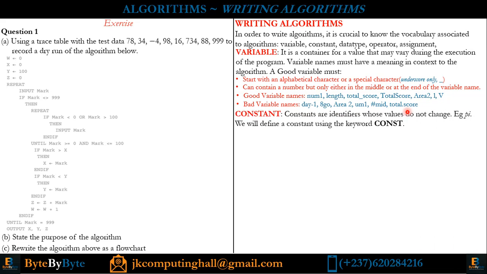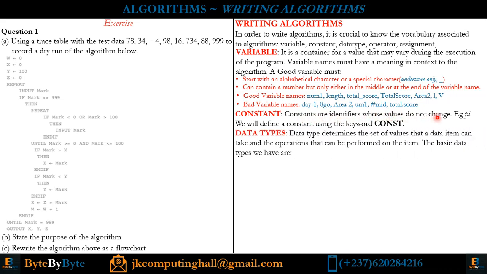The next one, a constant. Constants are identifiers whose values do not change, e.g. pi. We know that pi from primary school, secondary school, university, pi will remain 22/7 or 3.14. We will define a constant using the keyword const. Very important, guys: when writing algorithms, if there's a constant we'll be using, we are going to use the keyword const to define that constant. I hope now you are seeing the difference between a variable and a constant. A variable, the value may change during execution, but for a constant, the value does not change.